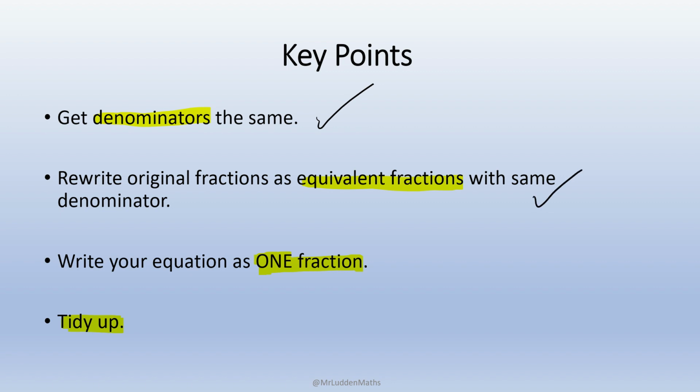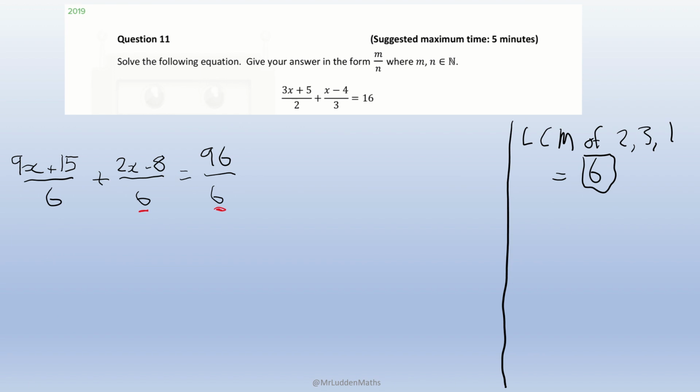We're going to now write our equation as one fraction. As one fraction, you notice we got a 6, we got a 6, we got a 6. What I'm going to do is put that all over 6. And what I'm going to have is my 9x plus 15 plus whatever's in my second fraction. I'm just going to put that in brackets. So I'm adding all of that to my 9x plus 15.